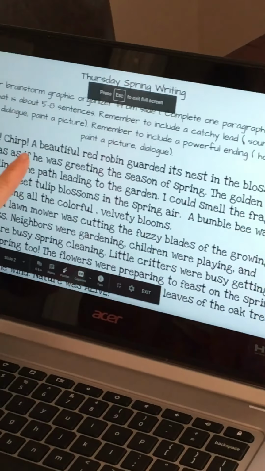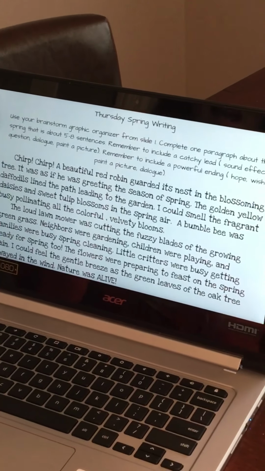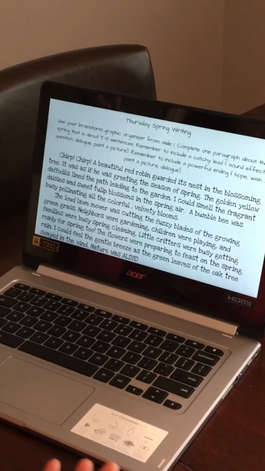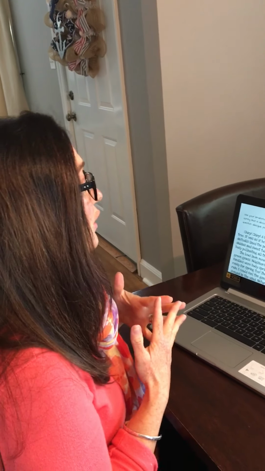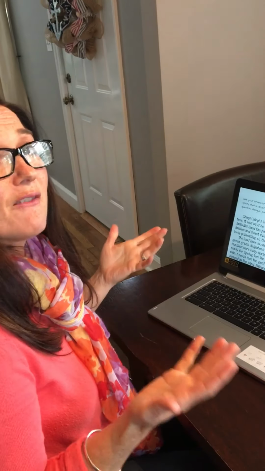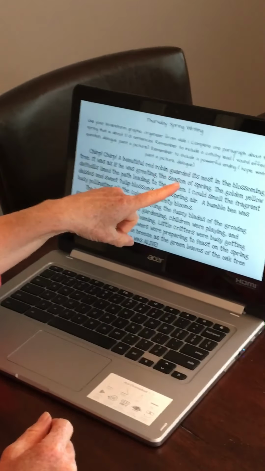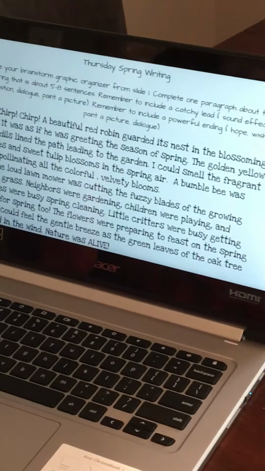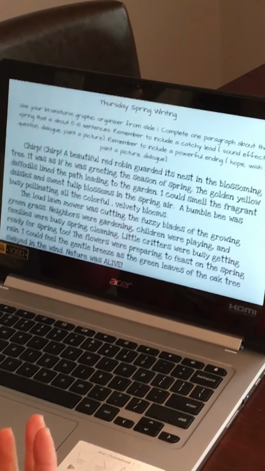So I put, a beautiful red robin guarded its nest in the blossoming tree. I didn't just want to say a bird was chirping in the tree. I was thinking, well, what kind of birds do we have? We have cardinals, we have blue jays, we have robins. So I was trying to think of a particular bird and what that bird was doing. Now I could have written about a bird building a nest, but I have my bird guarding the nest. It was as if he was greeting the season of spring, because when you hear all that chirping, you think of the birds being happy that it's the spring season.